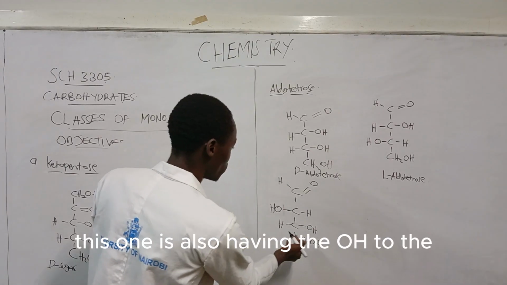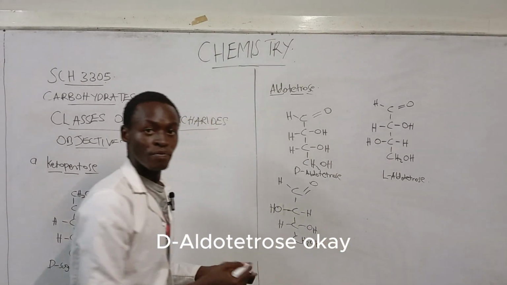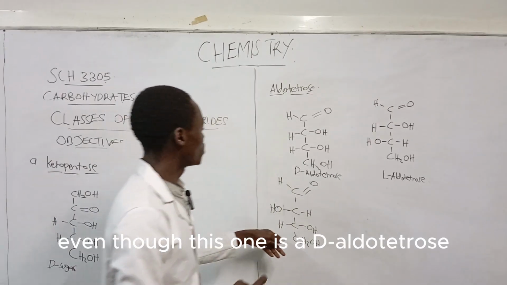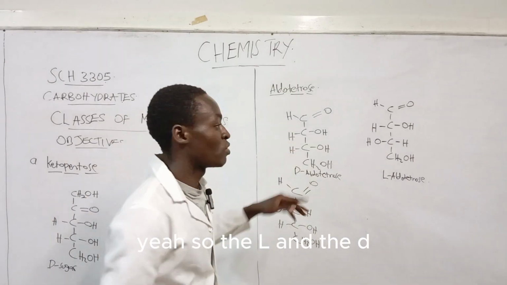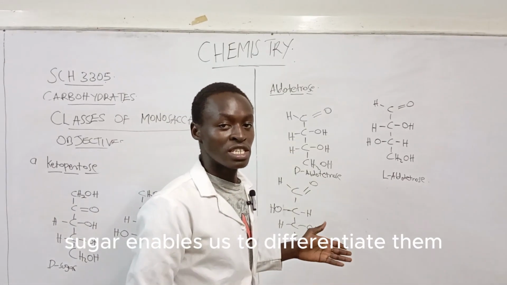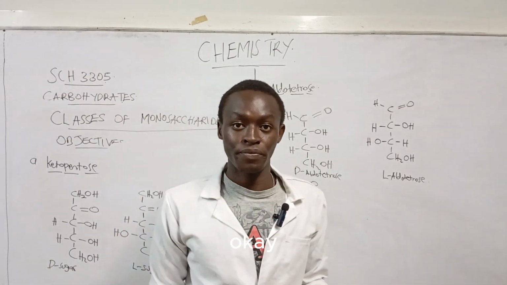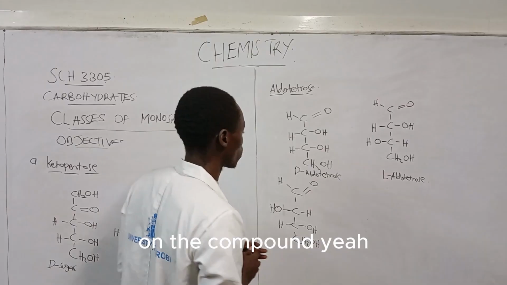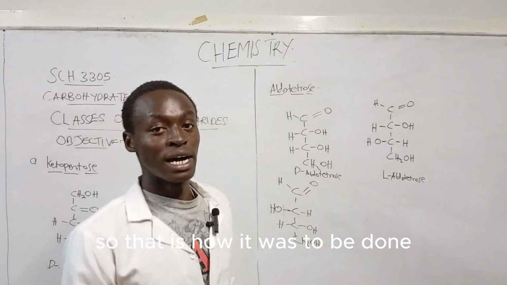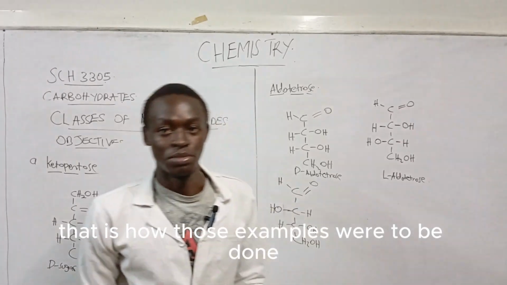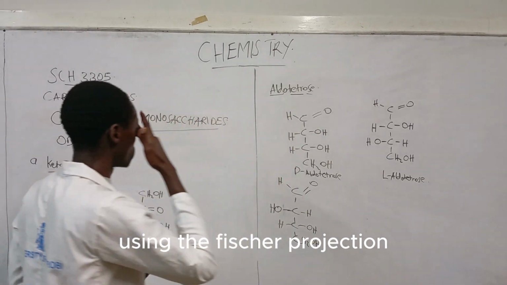And how about this one? This one is also having the OH to the right, so this one will also be a D aldotetrose. But still remember, even though this one is a D aldotetrose and this one is also a D aldotetrose, they are still different. So the L and D sugar enables us to differentiate them in terms of the placement of the OH group on the second last carbon of the compound. That is how those examples were to be done, also how to draw them, or even how to create them using the Fischer projection.